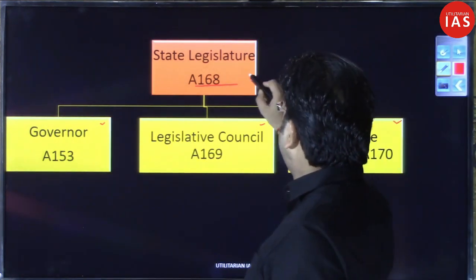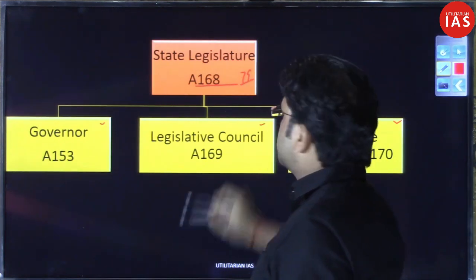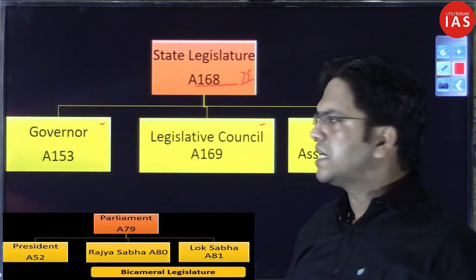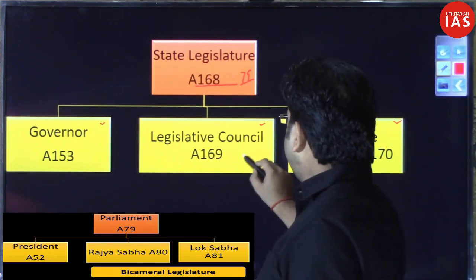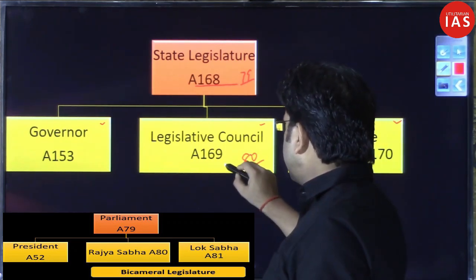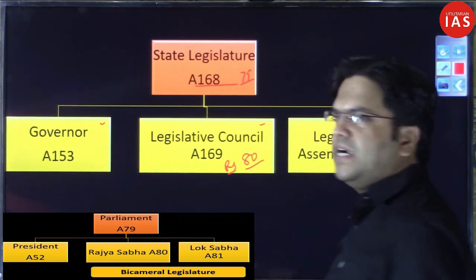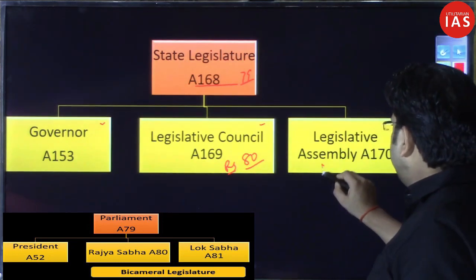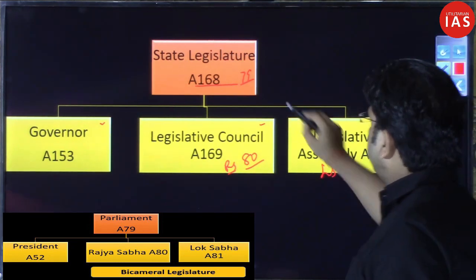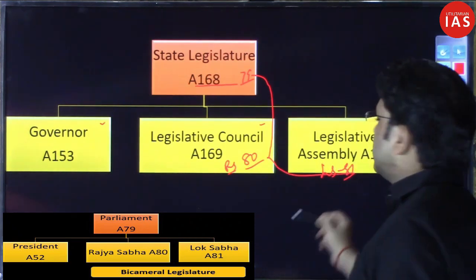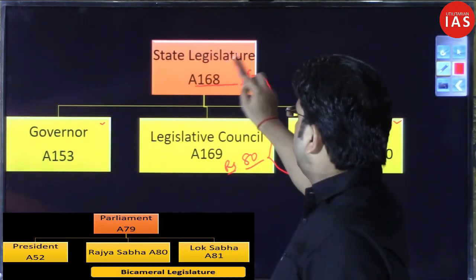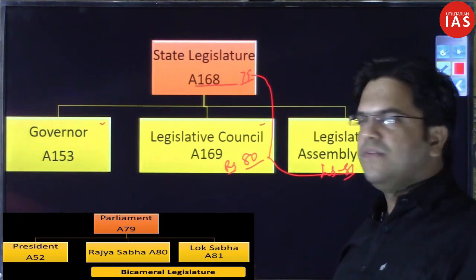So you had this Article 79 here, which was talking about what Parliament will consist of. Then you had Article 80, which was dealing with the Rajya Sabha, and then you had Article 81, which was dealing with Lok Sabha. So 79, 80 and 81, three continuous articles.